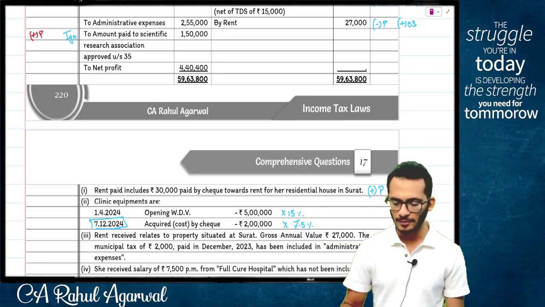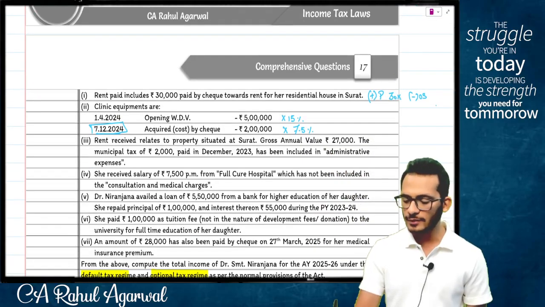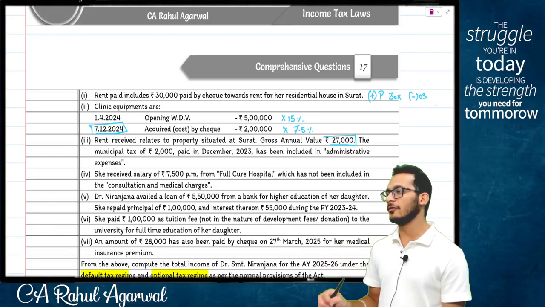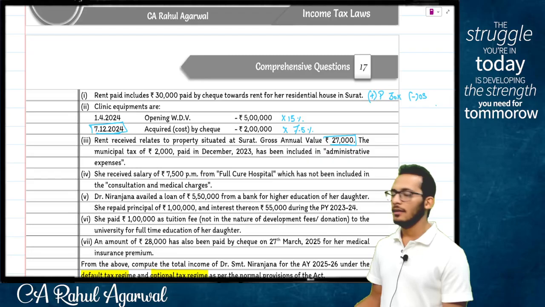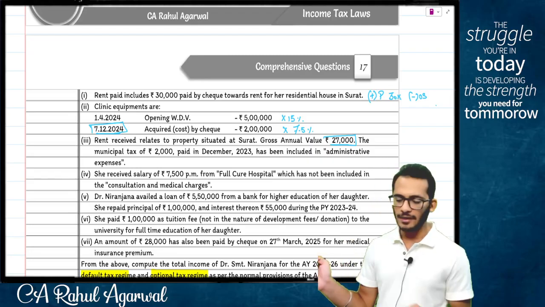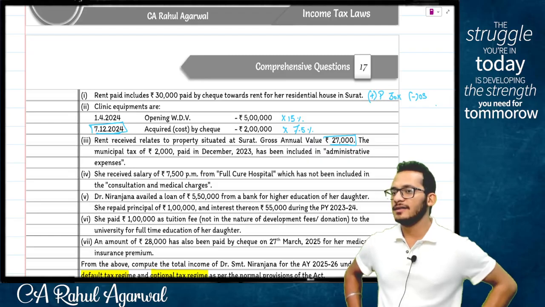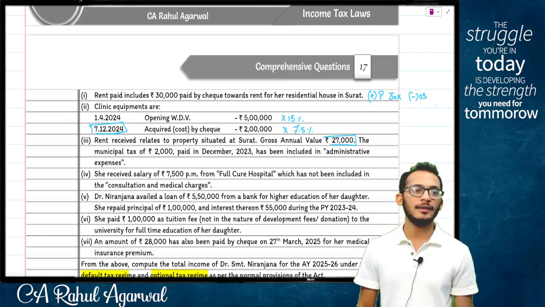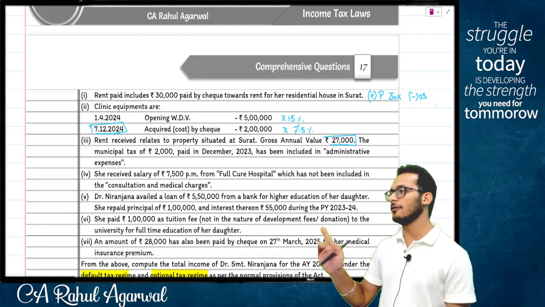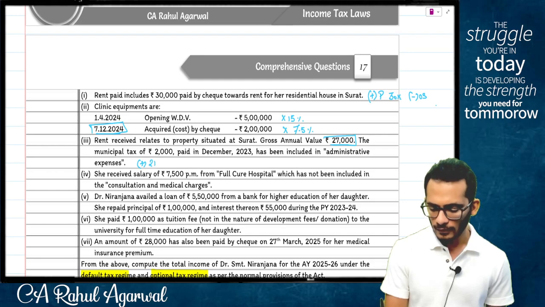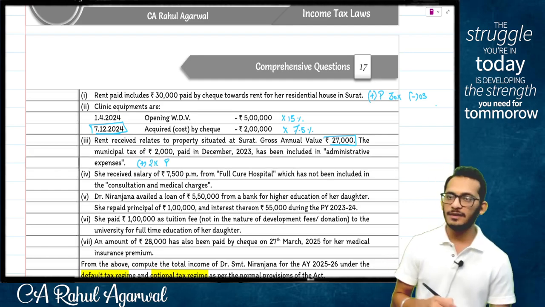But the next part is here, people. It says the gross annual value is 27,000. Relevant, not relevant? Not relevant. People, GAV and all is only checked for HP. I am in IFOS, doesn't matter. But the next part of the question says I have paid municipal tax of 2,000 in December 23, which has been included in administrative expenses. People, not part of business. Therefore, disallowed under PGBP.